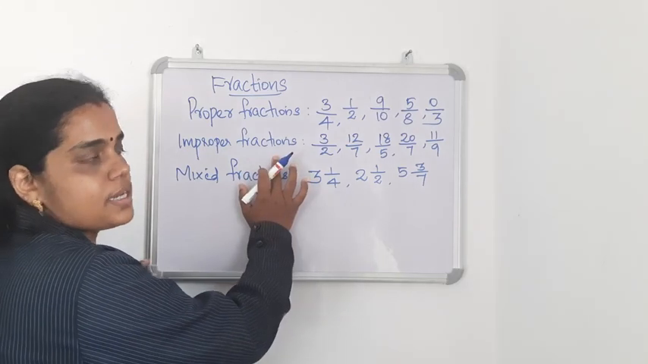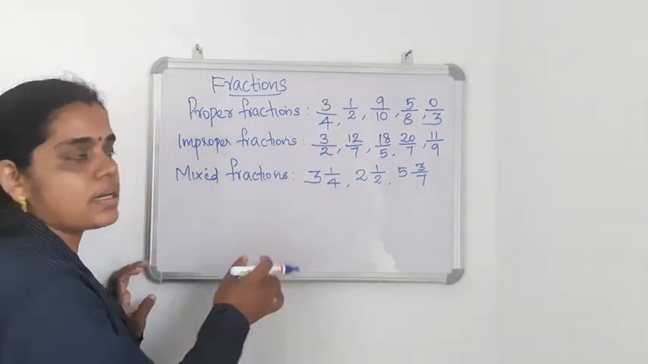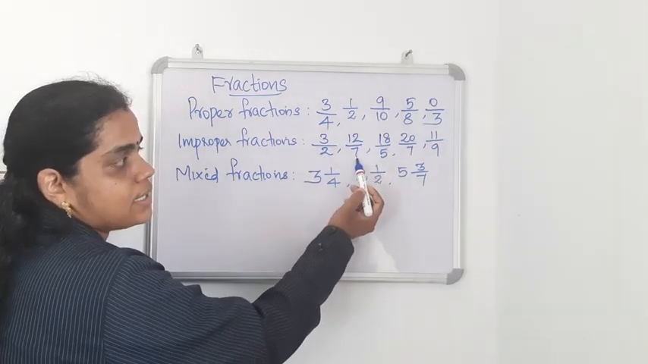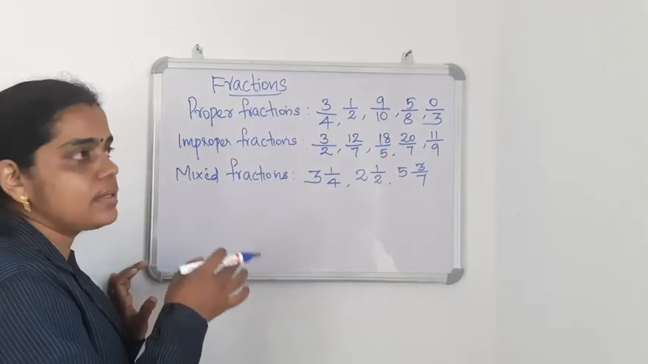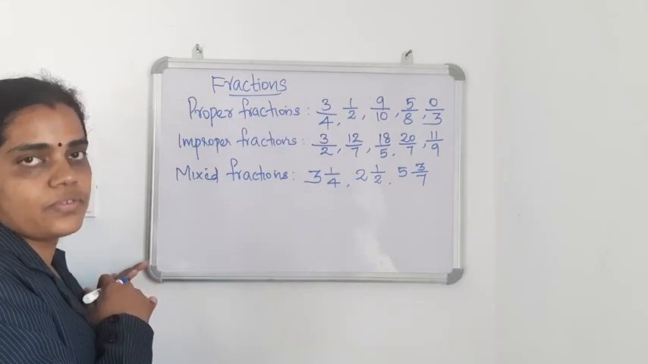Improper fractions means the numerator is always greater than the denominator. 3 is greater than 2. 12 is greater than 7. In all the examples the numerator is greater than the denominator. Such types of fractions are known as improper fractions.